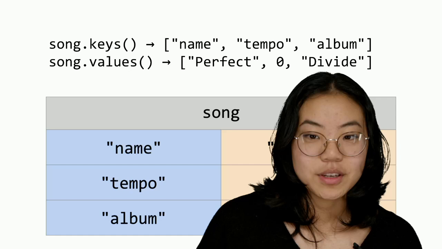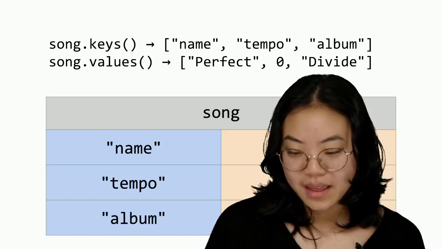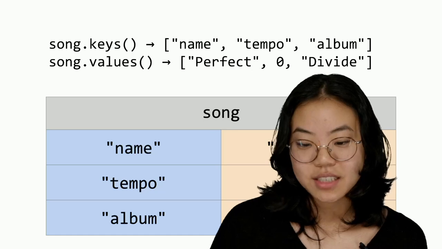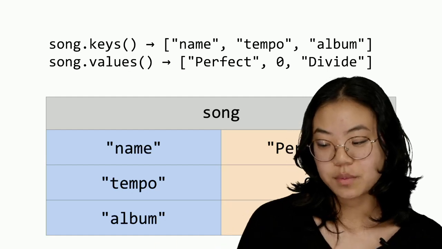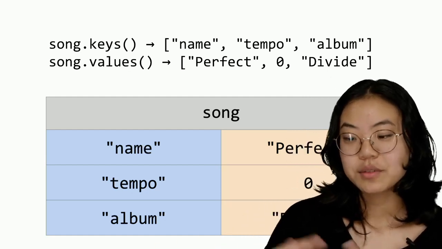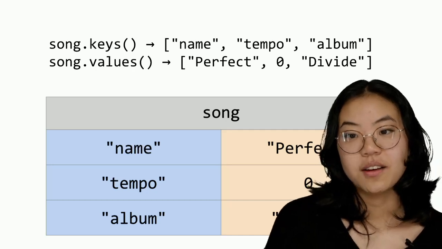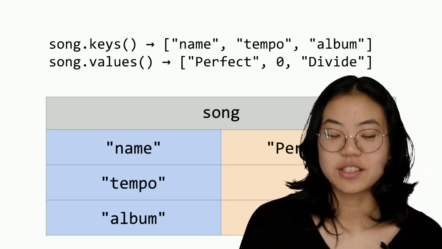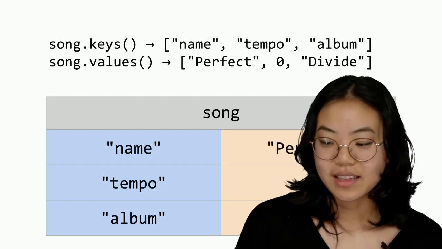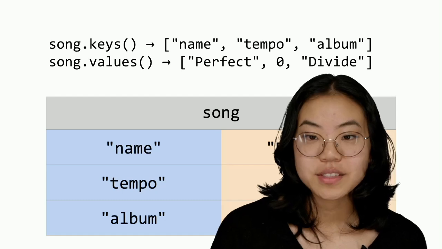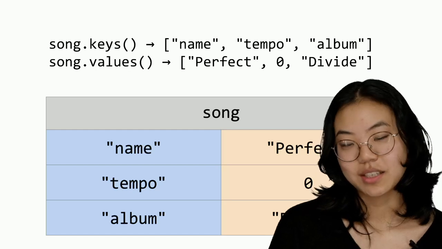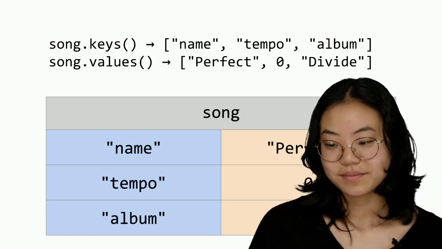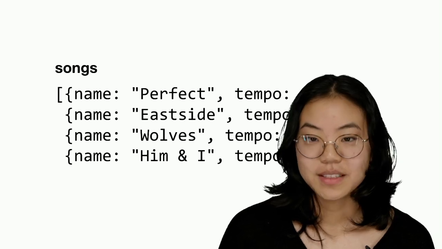Okay. We also have some helpful methods that come with dictionaries. And so if you did song.keys, open close parentheses, that would return to you a list of the keys in the dictionary song. And then similarly, if I did .values, that would give me a list of all the values in the dictionary song.